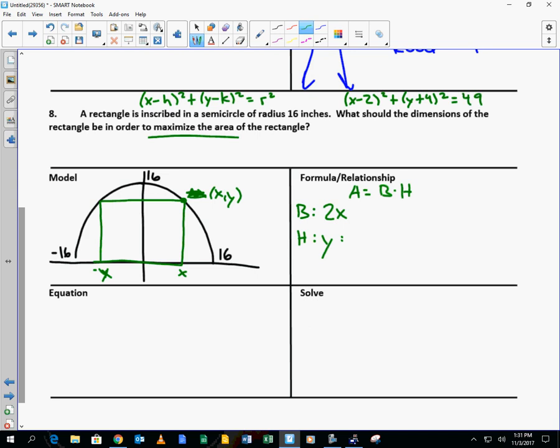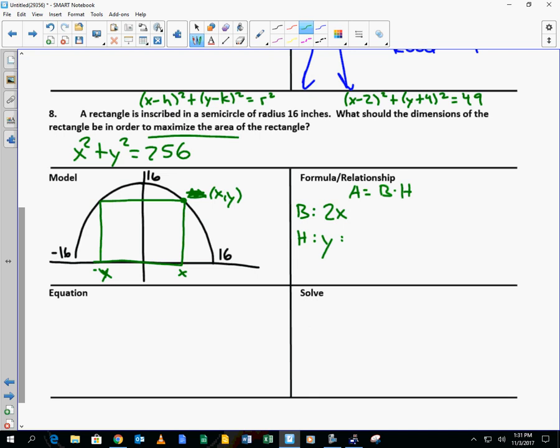Folks, please look at that. What's the center of this circle? 2, -4. What's the radius? So therefore, what's the center of this one? So it's going to be x squared plus y squared is equal to 16 squared, 256.